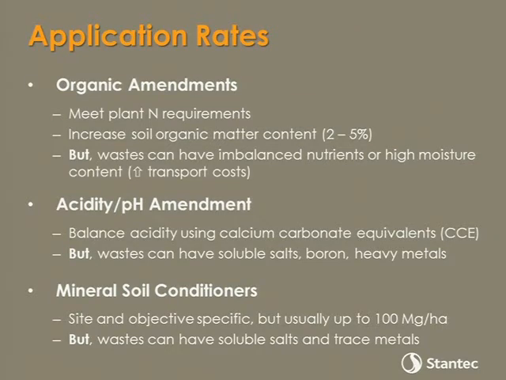So if you had enough material to offset your acidity, it can still be toxic to the plant because of those other co-occurring compounds. And with the mineral soil conditioners, it's really site and objective specific, but anywhere up to 100 tons per hectare is usually used, metric tons, megagrams. Again, these can also have salts and metals, which can be phytotoxic.